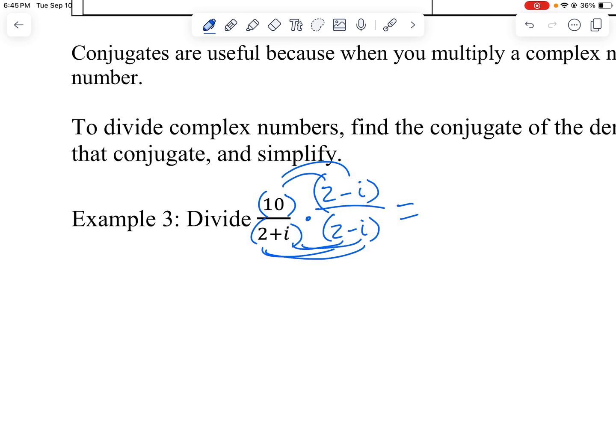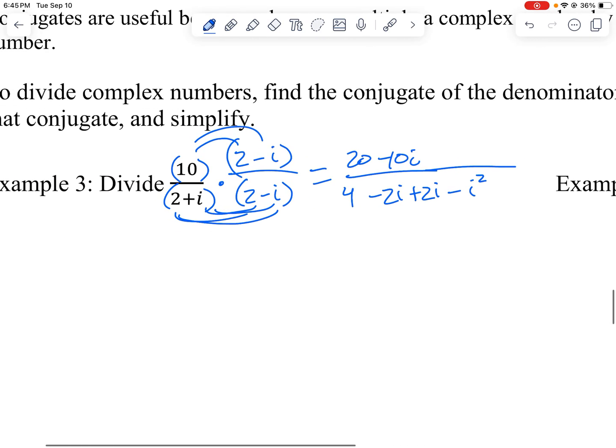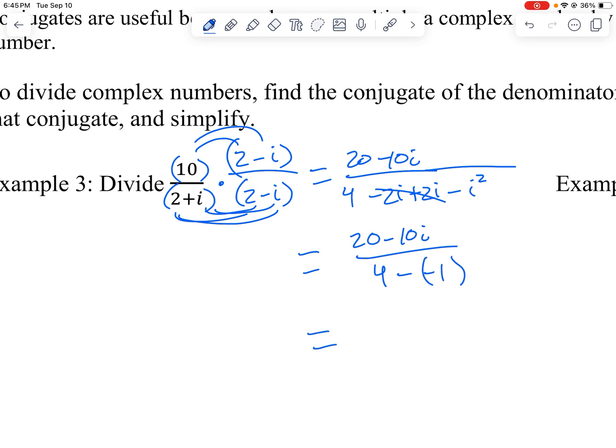Let me draw all these little lines here. We'll get 20 minus 10i on top. And then on bottom, we will get 4 minus 2i plus 2i, and then minus i squared. And then we do some more simplifying. On top stays the same. Nothing's changed there. And then on bottom, these guys are always going to be opposites of each other, so they'll be gone. And i squared is -1, so the bottom becomes 4 minus -1, which is just 4 plus 1.